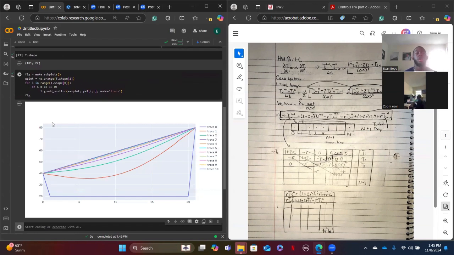Yeah, perfect. So here we go. This is now the correct plot for our Crank-Nicolson heat diffusion equation.